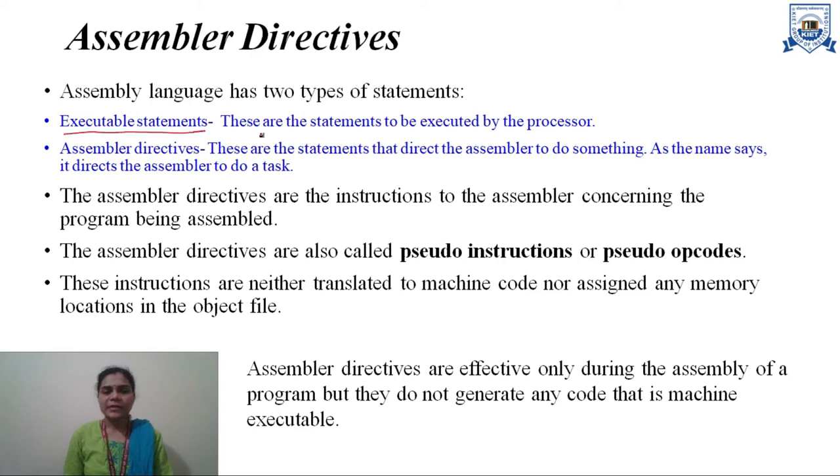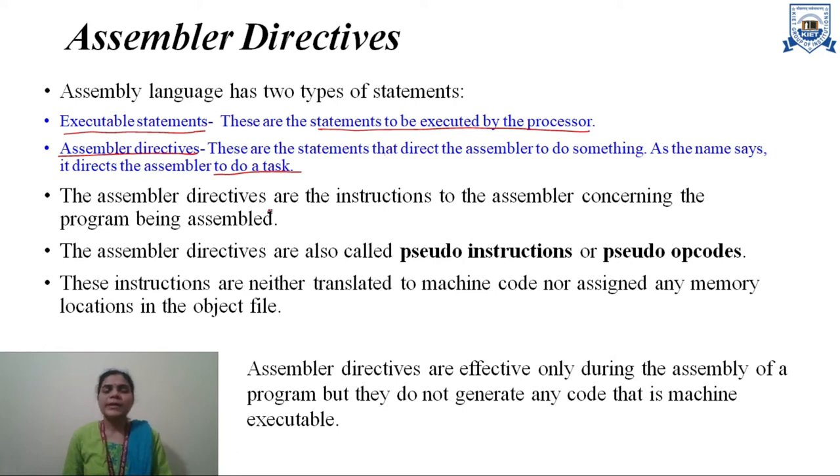Executable statements are statements to be executed by the processor. These statements represent the instructions which are going to be executed by the processor. Whereas assembler directives are statements that direct the assembler to do something. These statements are only for the assembler. As the name suggests, it directs the assembler to do a task.